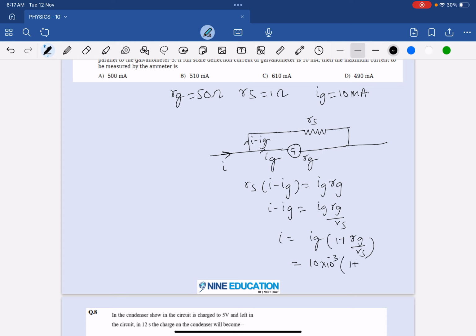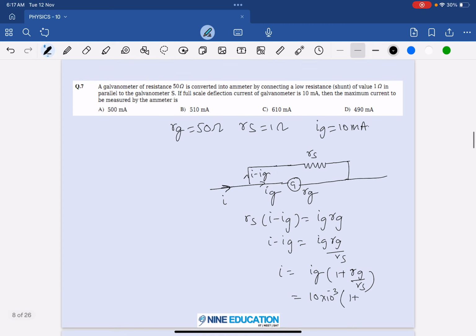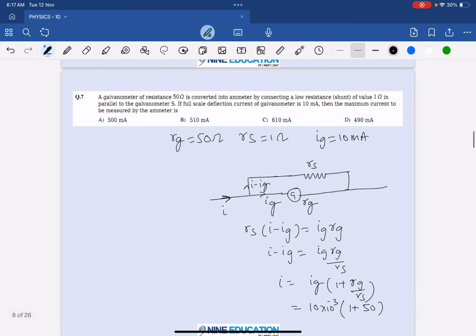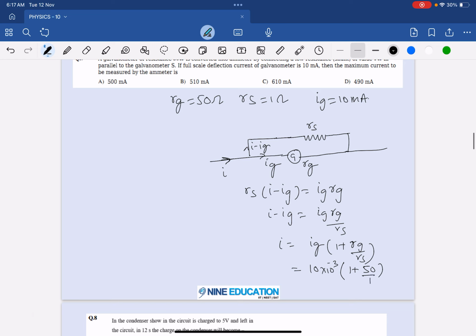Plus, what is Rg here? Rg is the galvanometer resistance, which is 50, and then we have the shunt resistance, which is just 1. So it is going to become 10 into 10 to the power minus 3, and this is 51. So it is going to become 510 into 10 to the power minus 3, which I can write as milliampere. So my answer is going to become 510 milliampere.